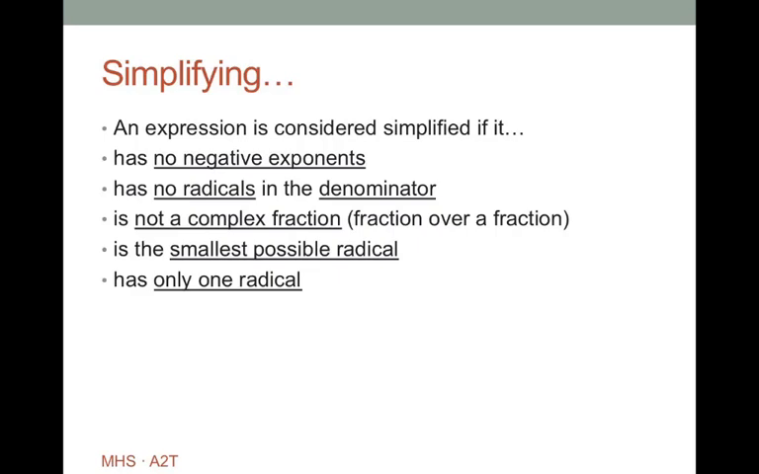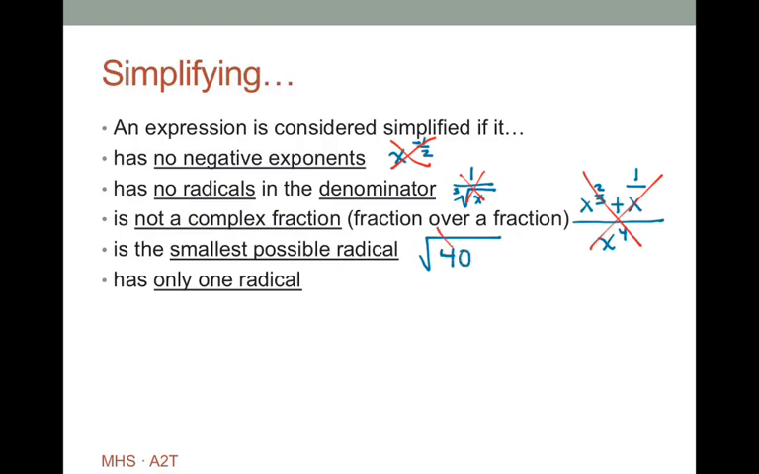When you are simplifying, these are the things you have to be thinking about. You can't have any negative exponents. You can't have any radicals in the denominator, so you have to rationalize them. You cannot have a complex fraction, which means a fraction over a fraction. And you must have the smallest possible radical. So square root of 40 would be reduced to 2 radical 10. And you can only have one radical, so you want to combine them into something more simple.